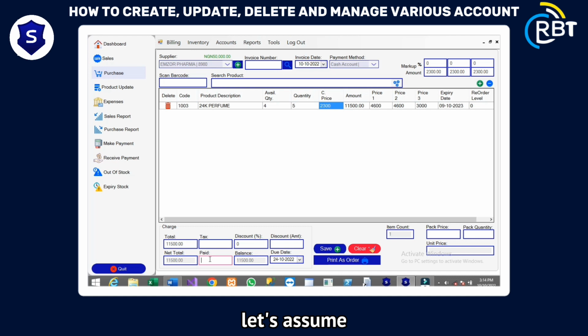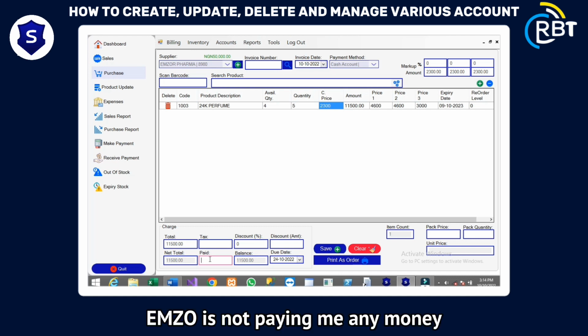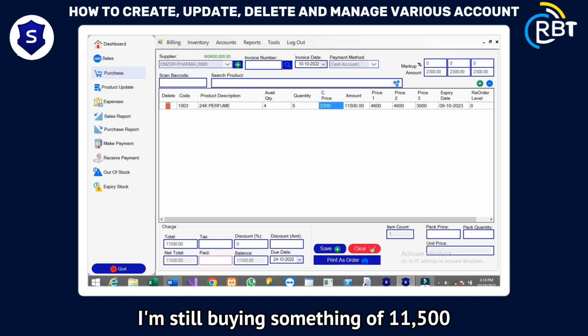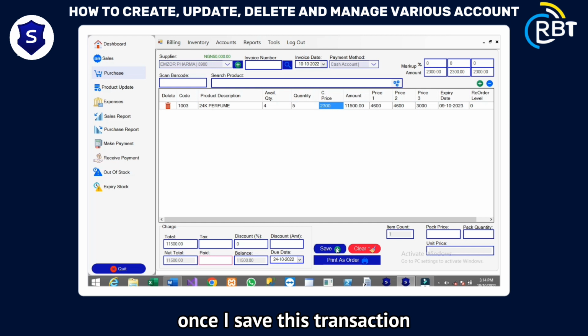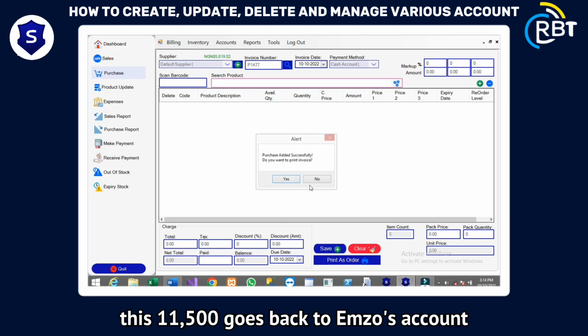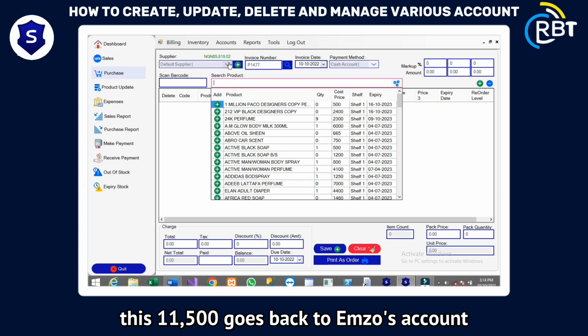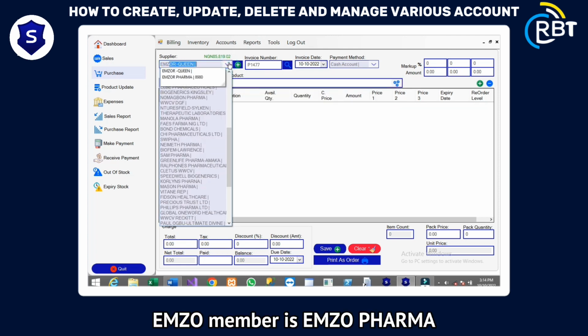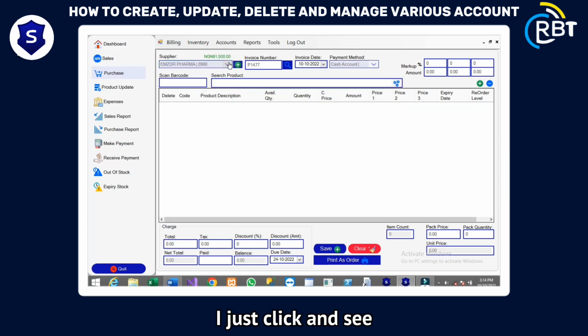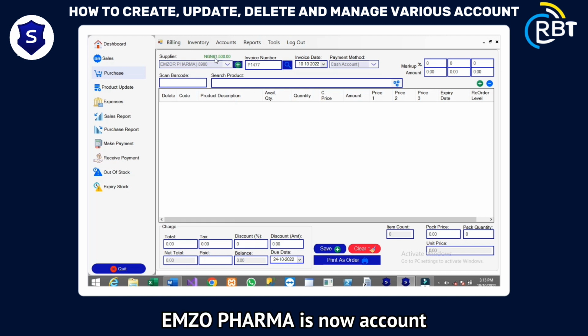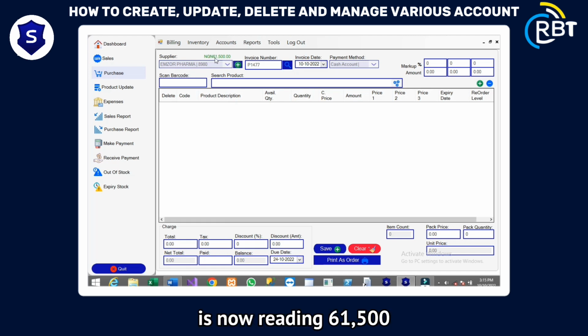So let's assume Emzo is not paying me any money. I'm not paying Emzo any money at this particular moment. I'm still buying something of 11,500. So once I save this transaction, what happens? It's very simple. This 11,500 goes back to Emzo's account. So if I click this Emzo, remember it's Emzo Pharma, I just click and see Emzo Pharma account is now reading 61,500. So that is the beauty of this.